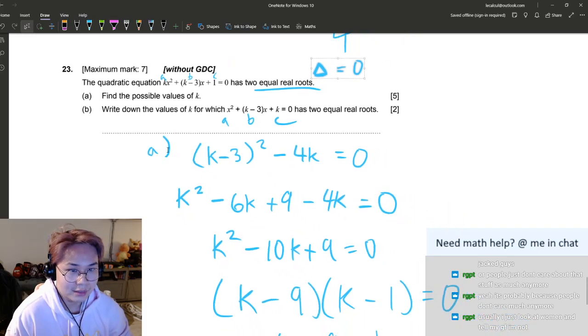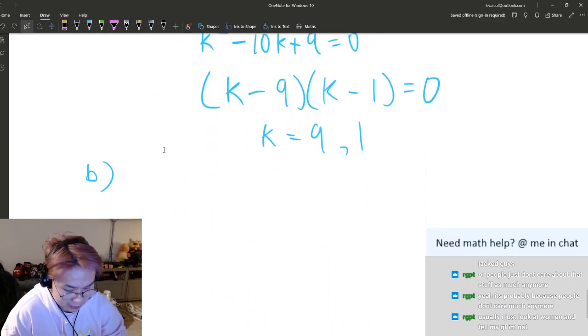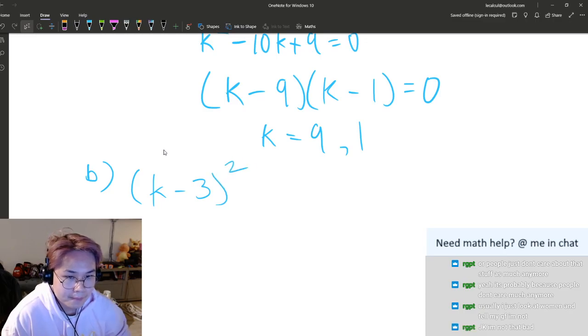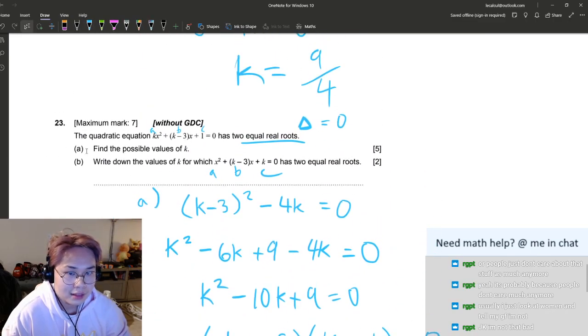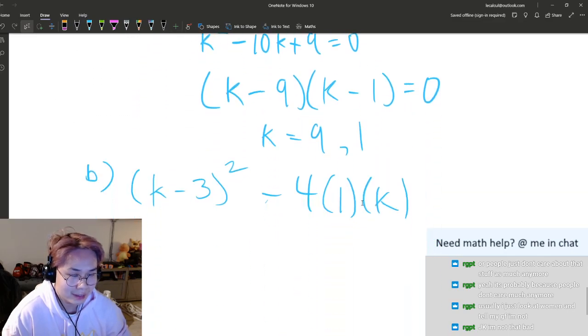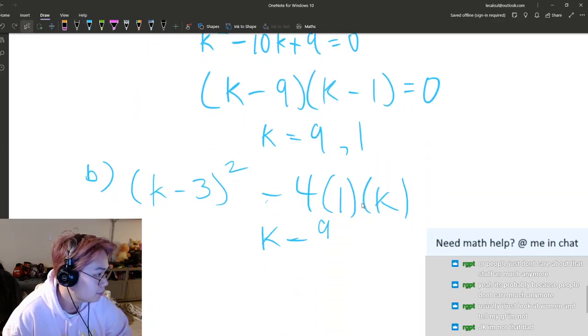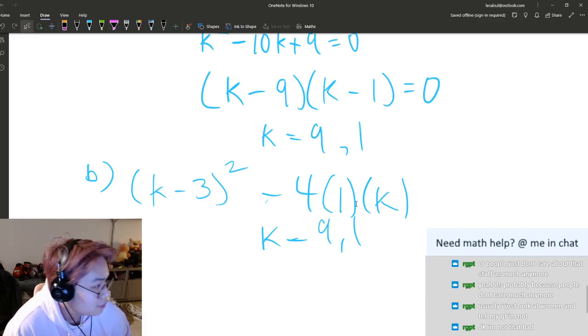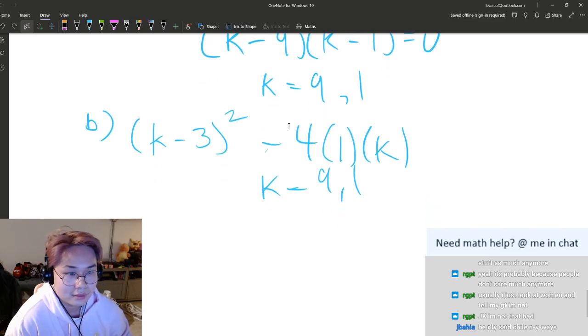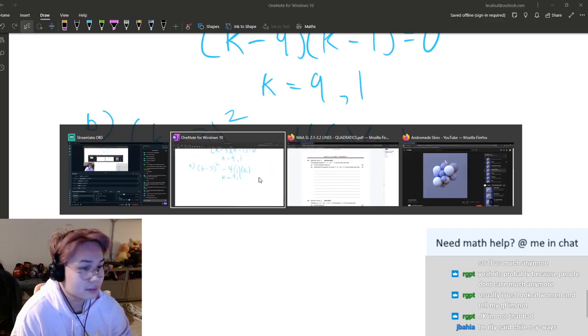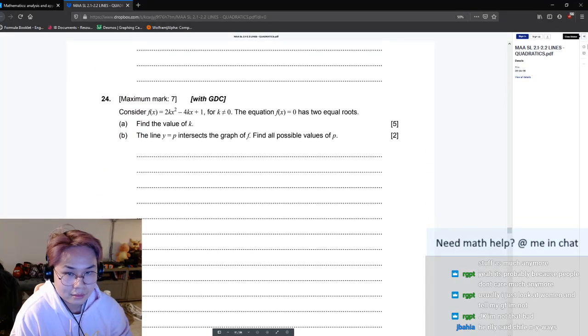Okay, let me get this one started. B squared minus 4 times a, which is 1, times c, which is k now. What the hell? It's the exact same discriminant. Okay, whatever. Next one.